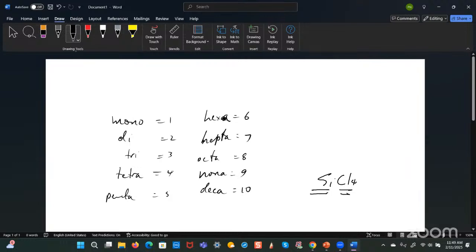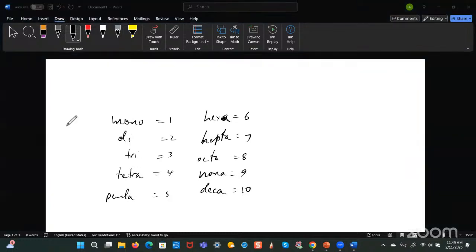So you have to use these prefixes also when it comes to naming these compounds. And let me just say that while that is true, there are some exceptions, and I'm going to get into those exceptions shortly, right? So let's clear this here.